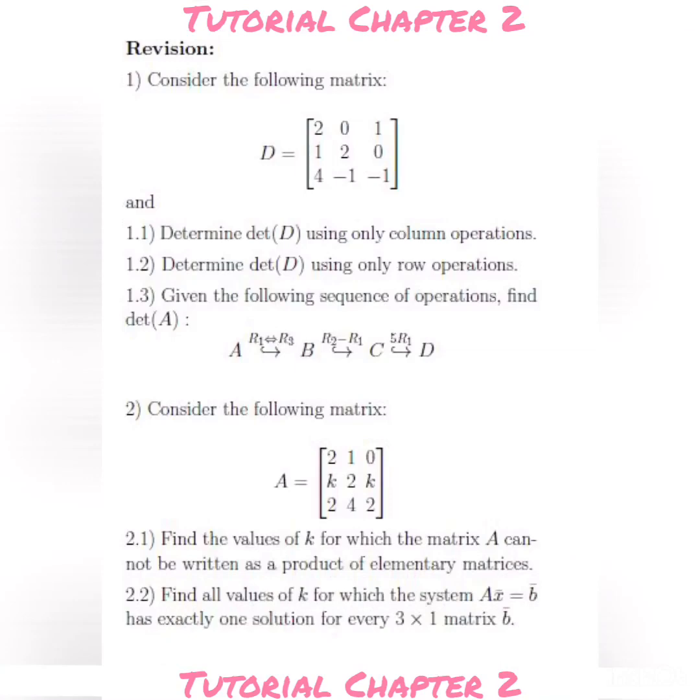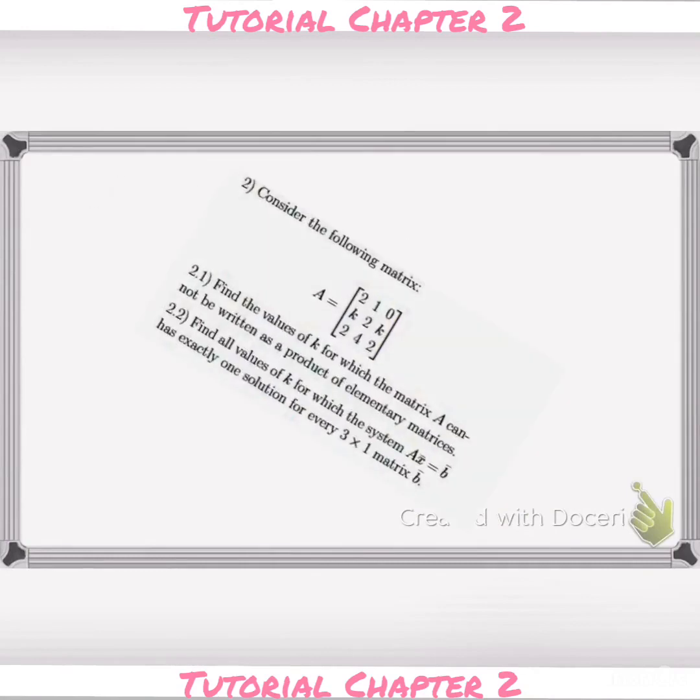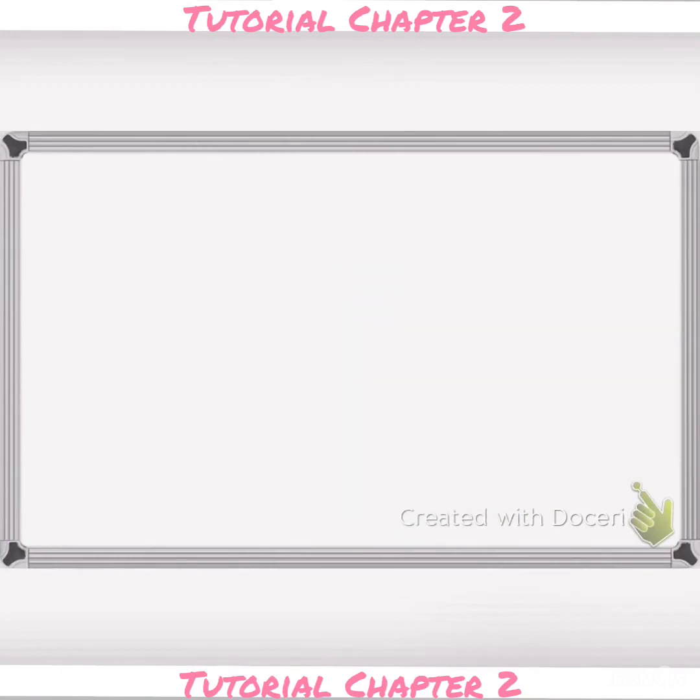Okay, let's look at problem 2. You're given that matrix with unknown k, and you're asked the first one to find all values of k for which the matrix A cannot be written as a product of elementary matrices. Now we know A can only be expressed as a product of elementary matrices if A is invertible. So essentially we want to find the values of k that'll make the matrix A invertible. So we're going to start off by finding the determinant of A.